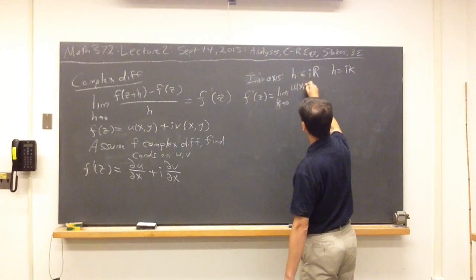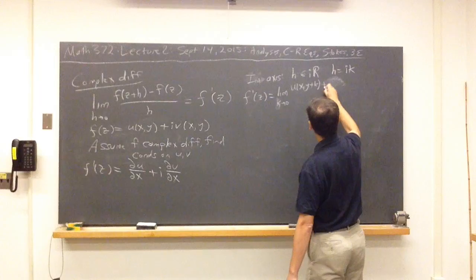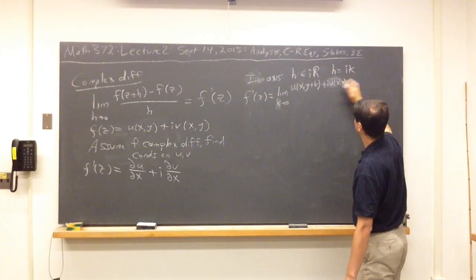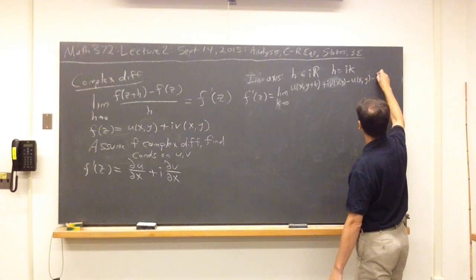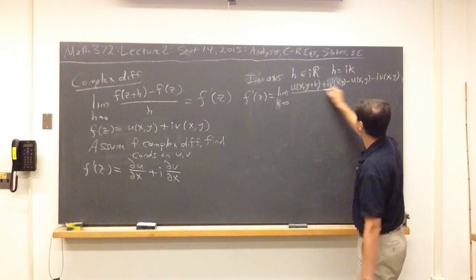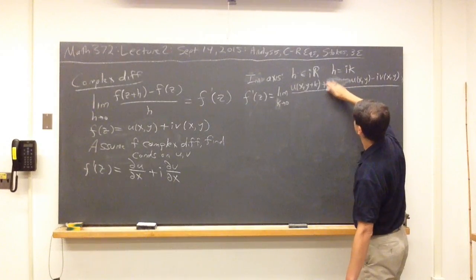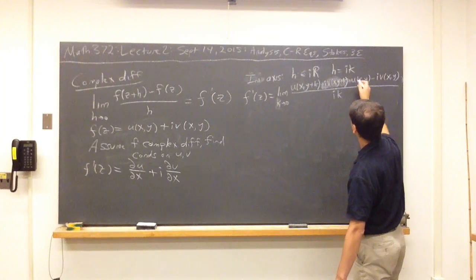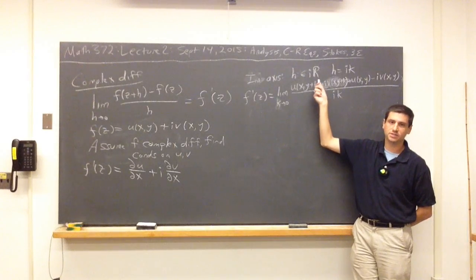It's going to be u of x, y plus k minus u of x, plus i v, no, I'm doing this wrong. Now it's going to be minus u of x, y minus i v of x, y divided by i times k. Oh, and this should probably be a y plus k over here. So x, y plus k. So I'm just evaluating f now at the point x plus i(y plus k). And then I'm subtracting off.